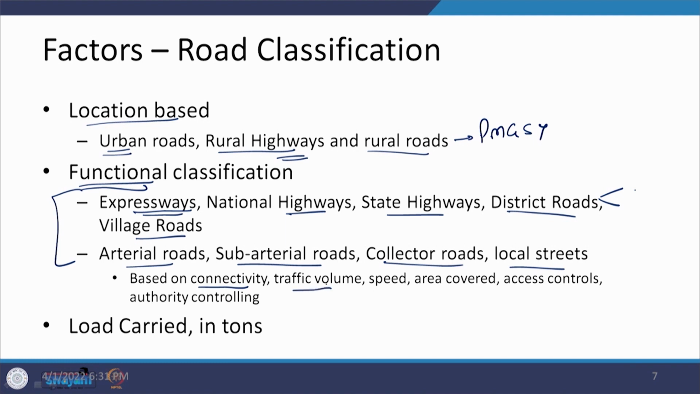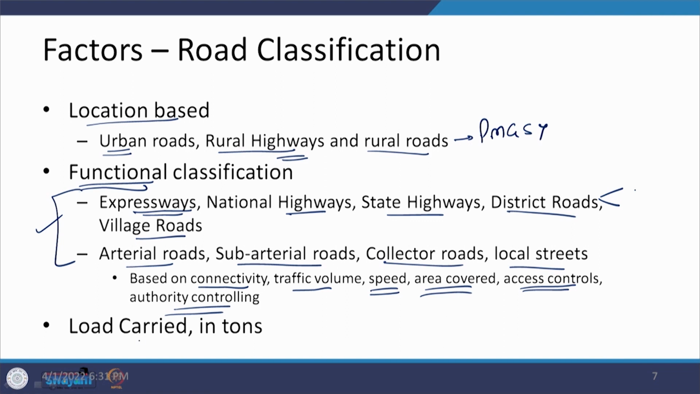What is the amount of traffic which is going to be moved on these roads, at what speed the movement is going to be there, what are the areas or regions they usually try to cover in terms of their connectivities, are there any controls in terms of coming or going out of these systems, or who are the authorities who are controlling these types of roads. On the basis of these factors, we are going to see how these two classifications which have been talked about above are going to be different, or within a classification how roads are going to be different from each other.